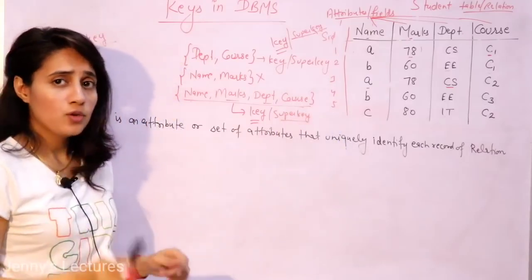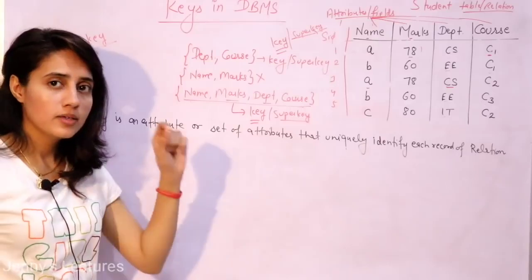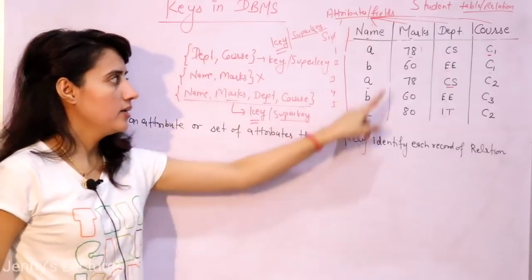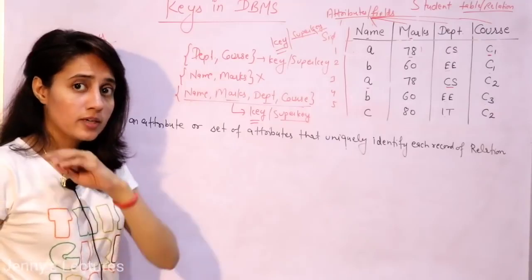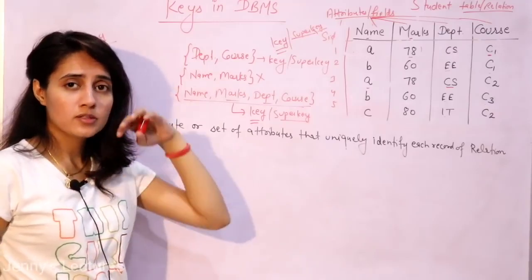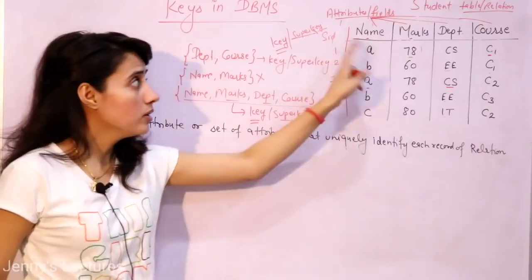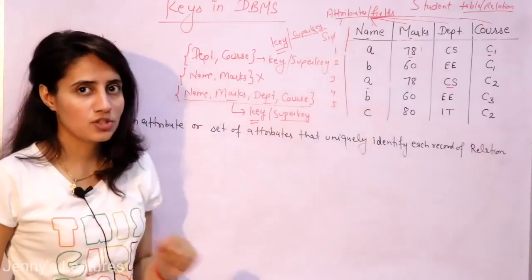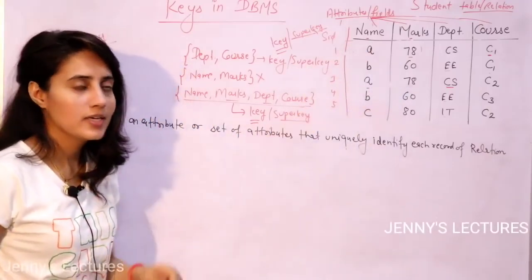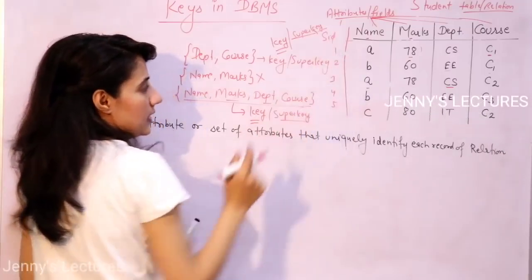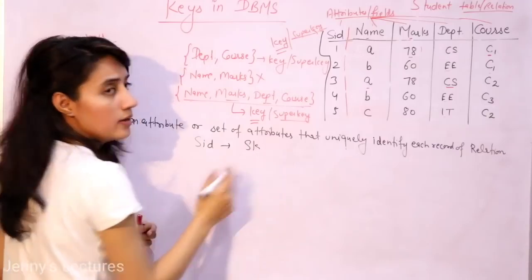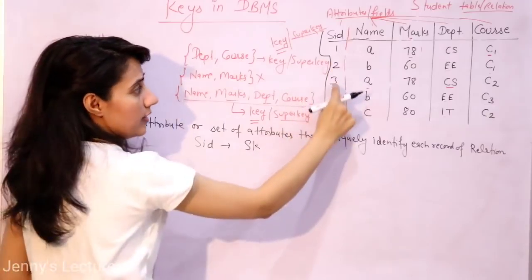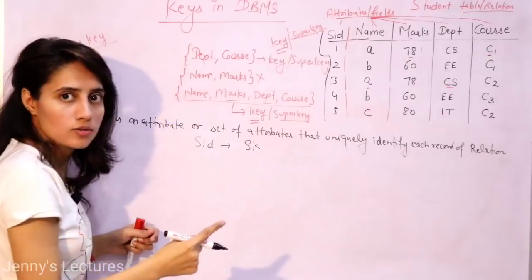So super key has only one condition: it should uniquely identify each record of a table. It may consider one attribute, and it may consider 2, 3, 4 or all the attributes in a relation. Fine. Now see, suppose I am taking SID. Here SID is a super key. Yes, it can uniquely identify each record, right?